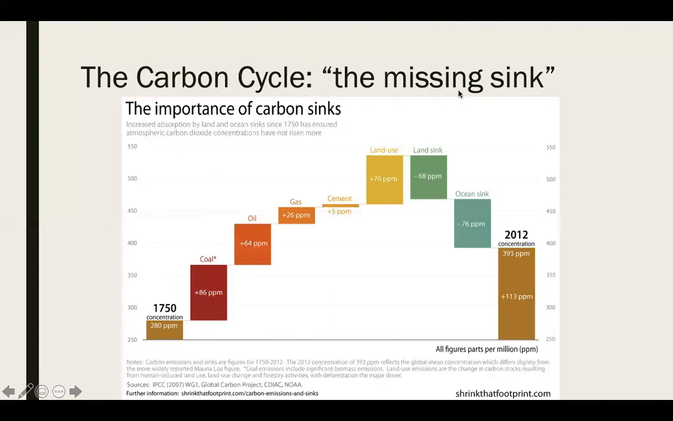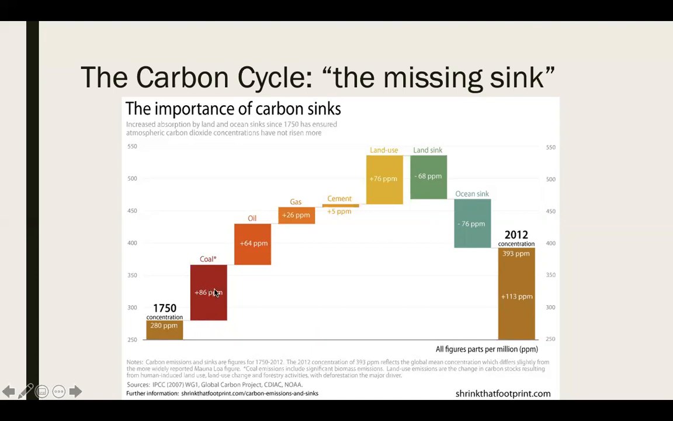So if we look at the concentration of carbon dioxide in the atmosphere, we measure the concentration in ppm, which stands for parts per million. So for every 1 million molecules of air, in 1750, 280 of those molecules were carbon dioxide. Not very much. It's a small percentage, but it's an important percentage. Small but mighty.